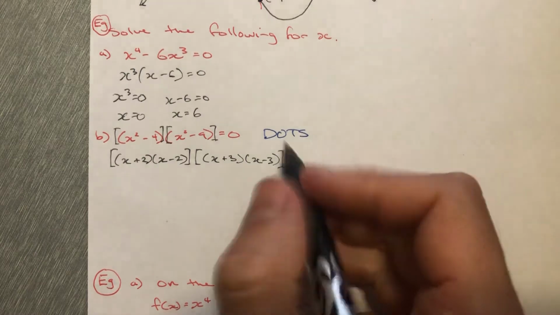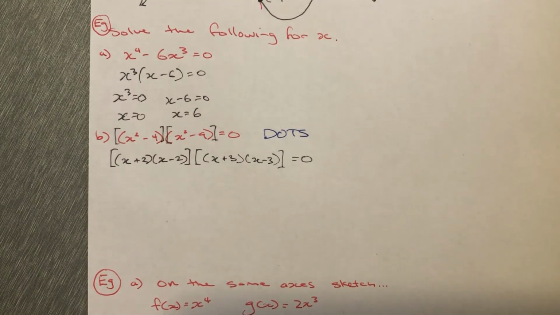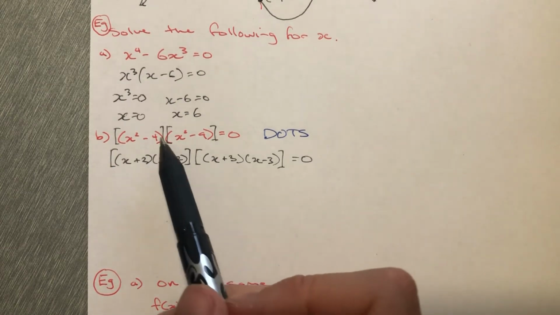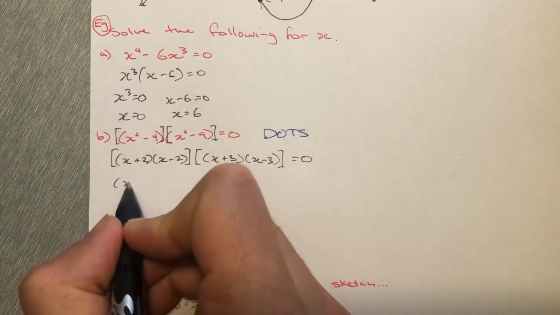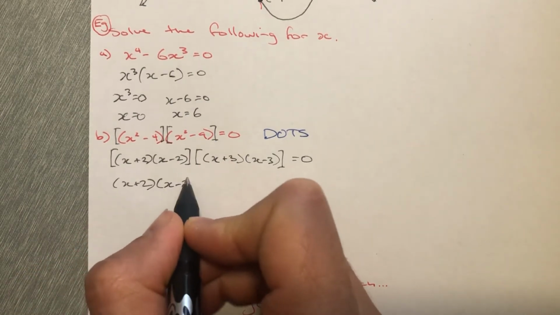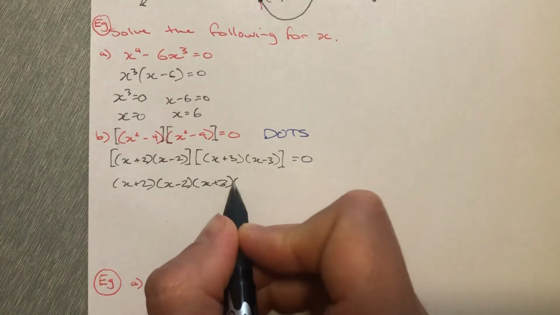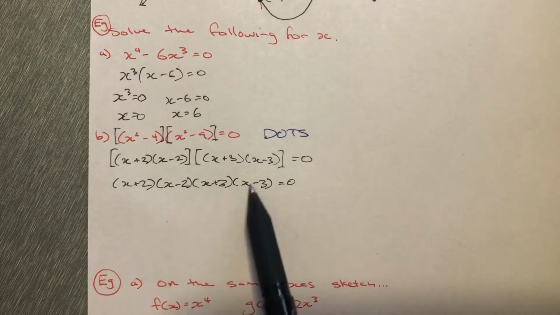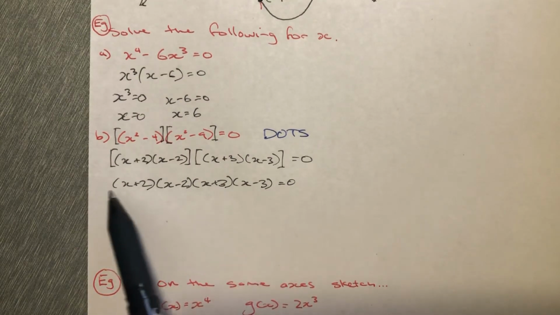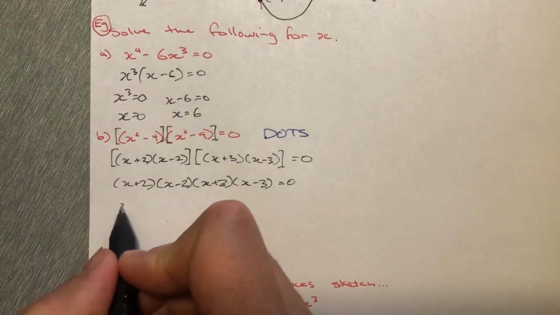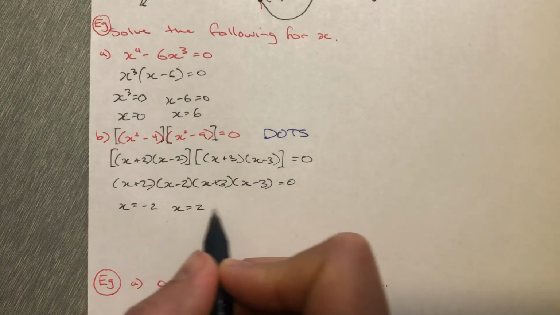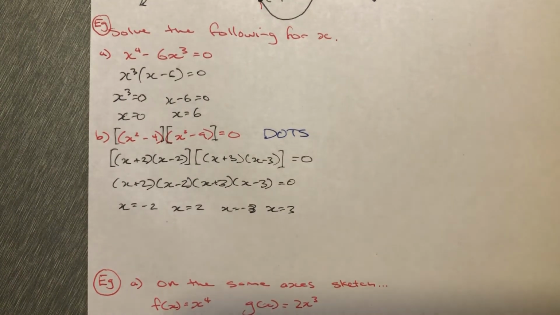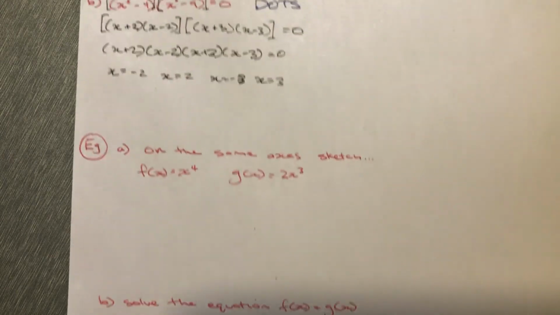There we go. So we've now factorized those two sections. So we don't actually need these square brackets. I've only used those to show you where I got all of it from. So you can just write it as this. And we were solving for x, weren't we? So we're fully factorized. We should be able to work out what our values of x are. So we've got x equals negative 2, x equals 2, x equals negative 3, and x equals 3. And we're done.